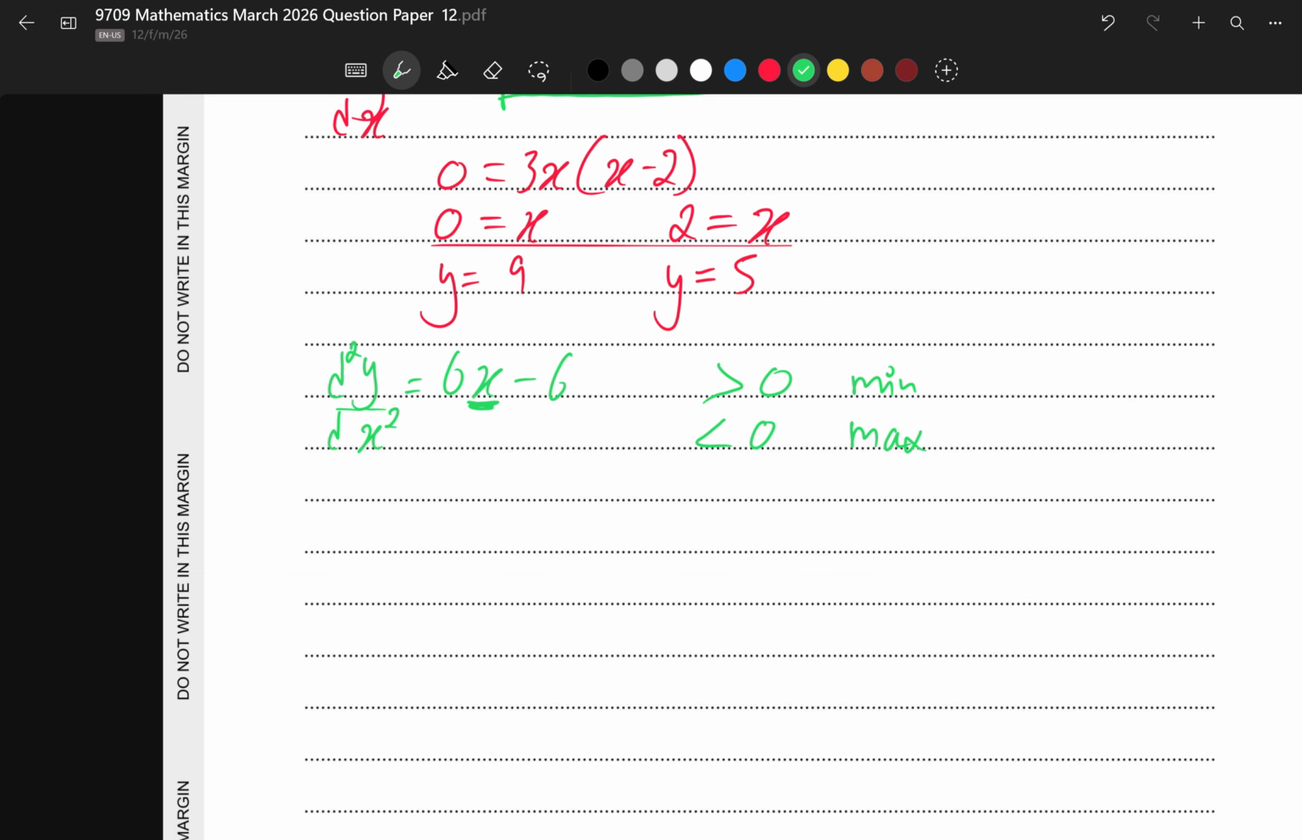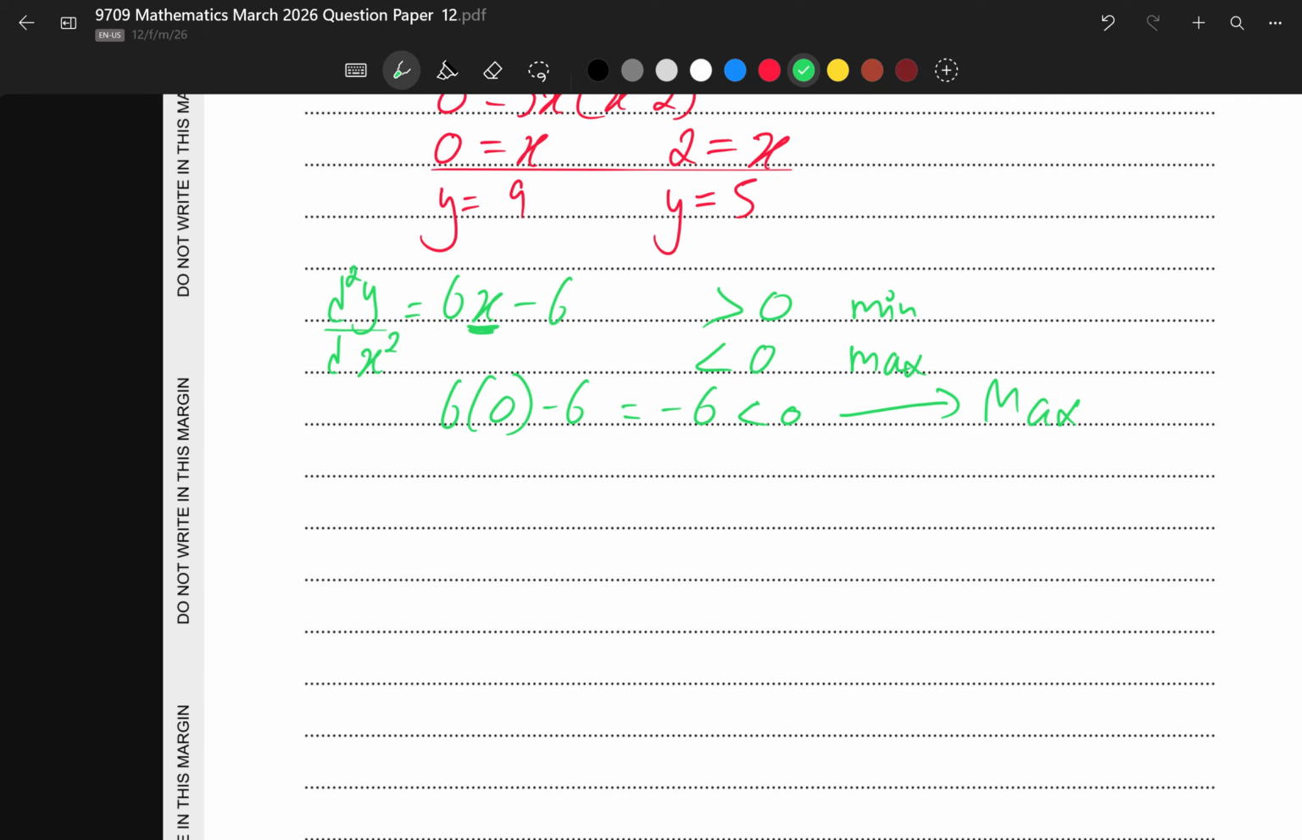So for x equals 0, 6 times 0 minus 6 is equal to minus 6, which is less than 0. Hence it is a maximum point. For x equals 2, 6 times 2 minus 6 is equal to 12 minus 6, which is equal to 6, greater than 0. So that is a minimum point.